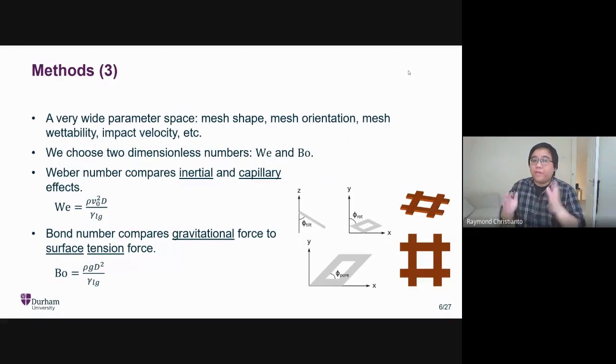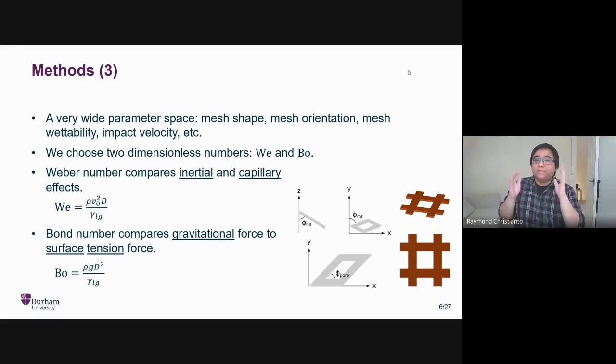From the experiment, we have a very, very wide parameter space. They have different mesh shapes, shown in this picture as phi tilt, the tilt of the structure relative to the z-axis, and phi rho relative to the xy plane. They have the pore angle, the pore size, the thickness of the surface, impact velocity, and so on. So we don't really want to simulate everything. There are just too many variables. We want to gain insight into the structure behavior.